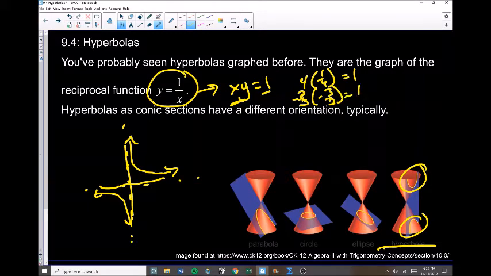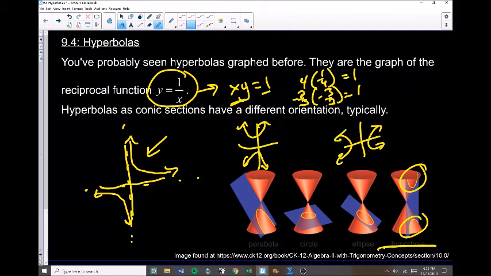They're just reciprocals. The conics that we're going to graph aren't going to have this orientation, but they're going to be pointing up and down as a conic. That's one single hyperbola. Or they'll be pointing side to side with a horizontal orientation as the other.